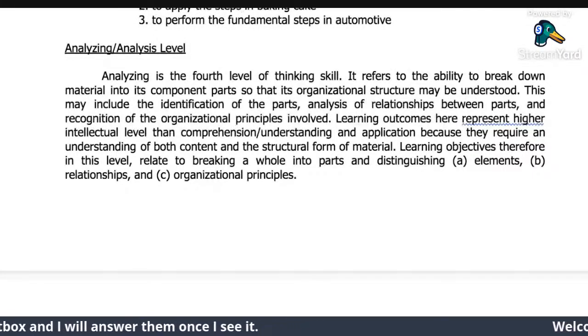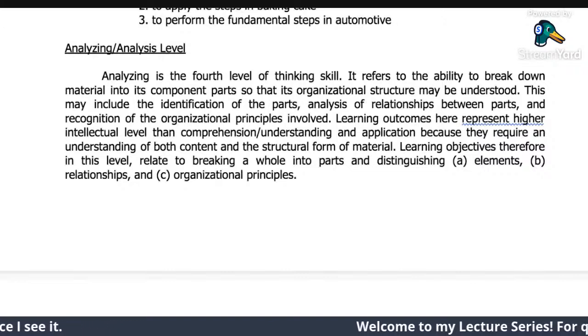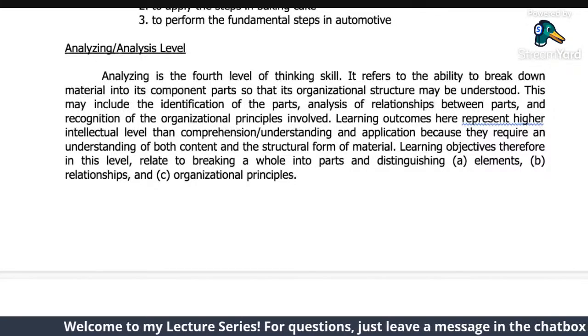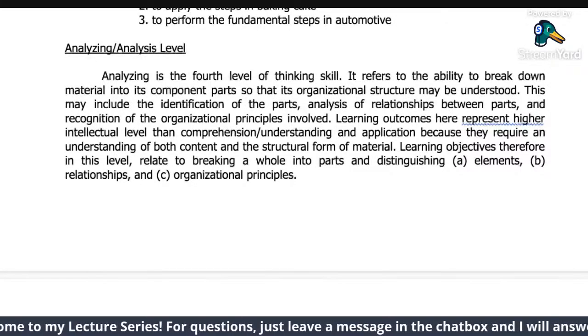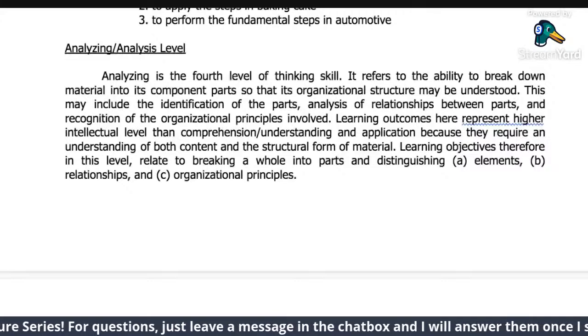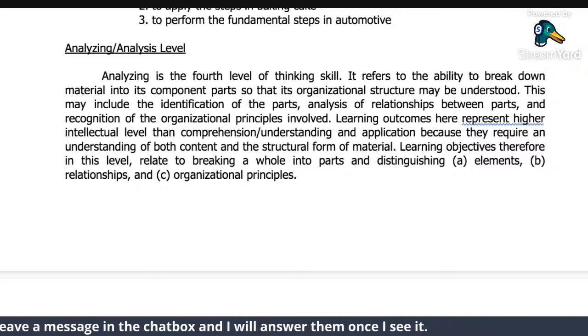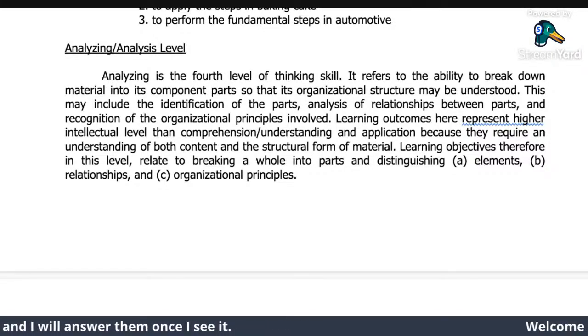Okay, so let's proceed to analyzing. Analyzing is the fourth level of thinking skills. So it refers to the ability to break down materials into its component parts so that its organizational structure may be understood. This may include the identification of parts, analysis of relationship between parts, and recognition of the organizational principles involved.